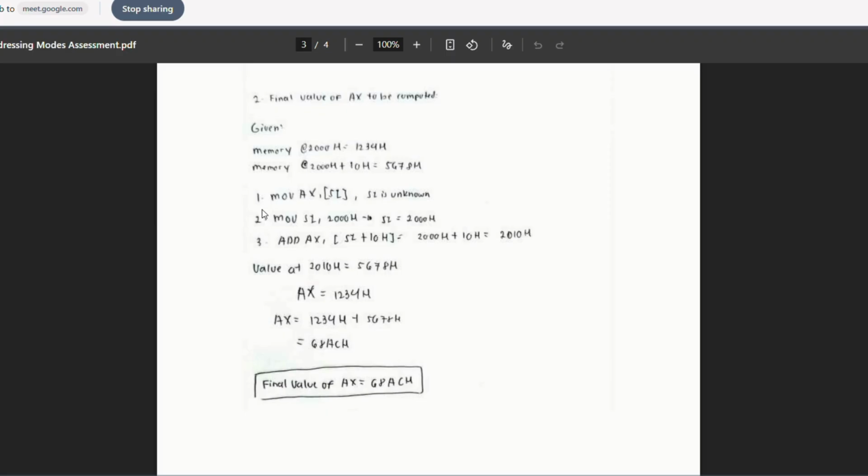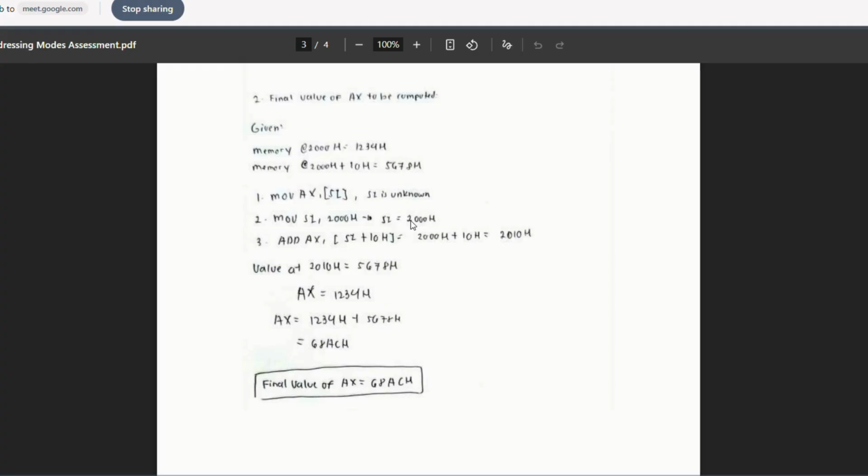So number 1, for AX. Before this instruction, you will see that SI is unknown, so we don't know what SI is. So this instruction will not give a meaningful value yet. So we move to step number 2. Move SI to 1000H. So we know that SI now is equal to 1000H.